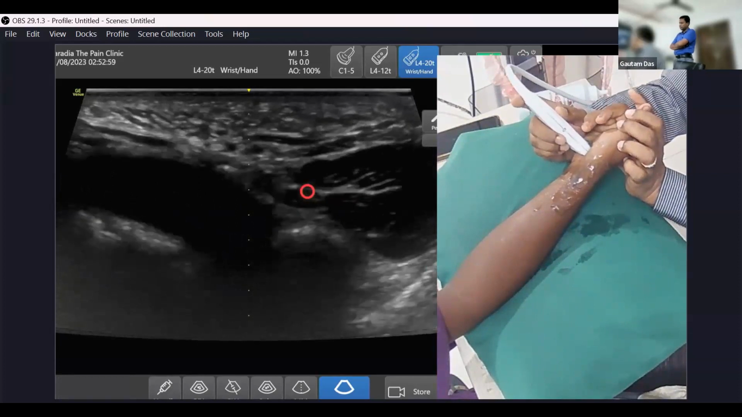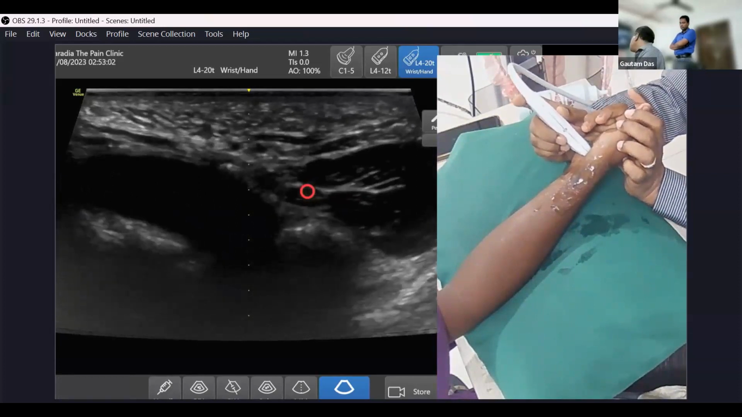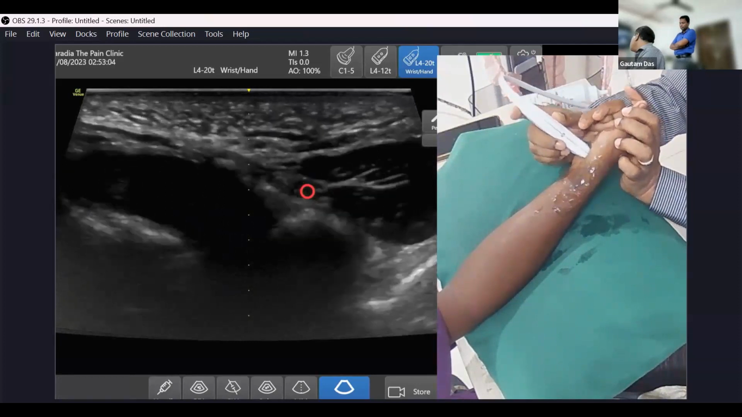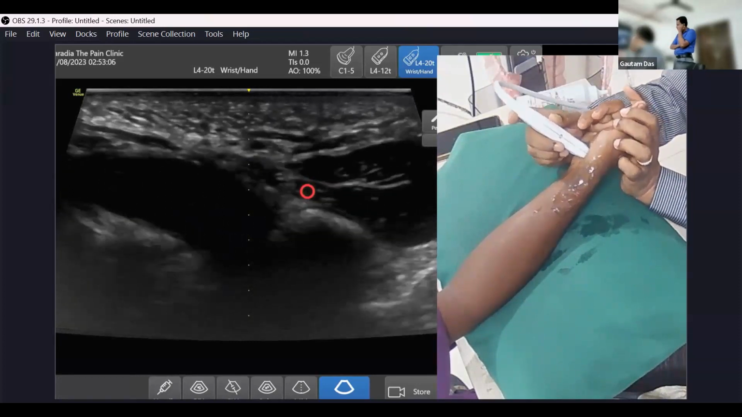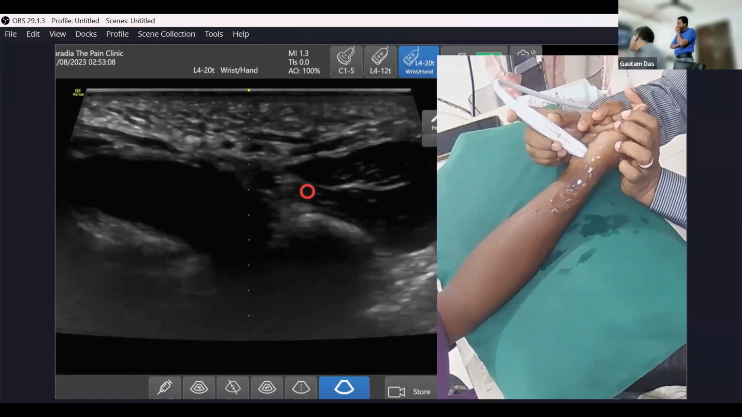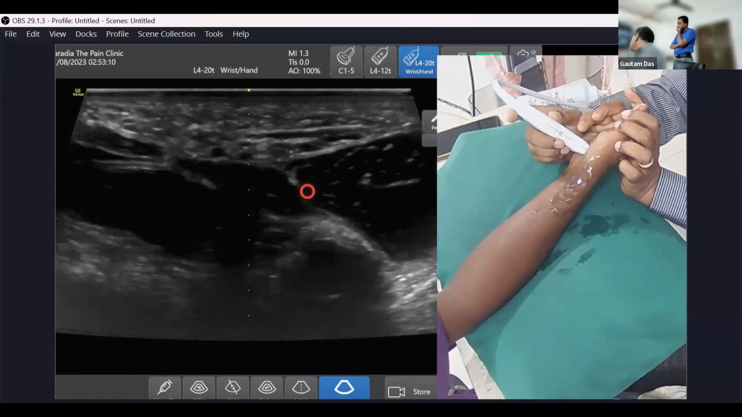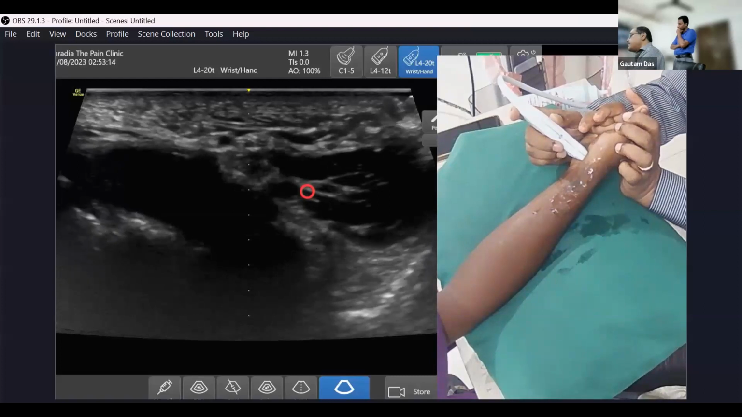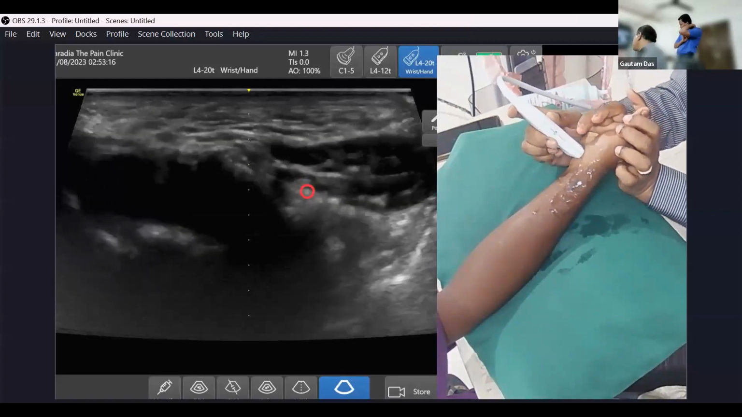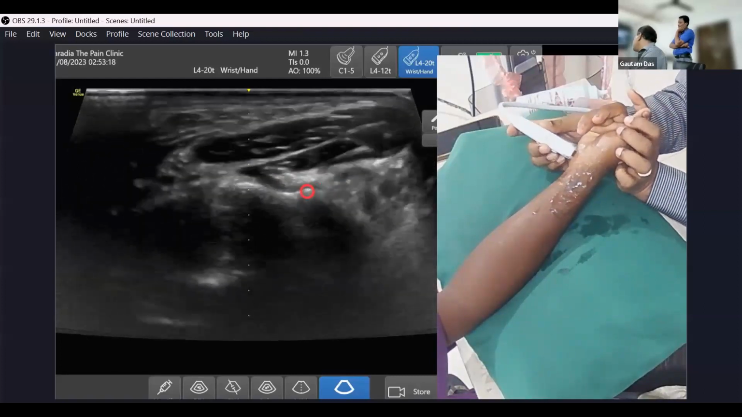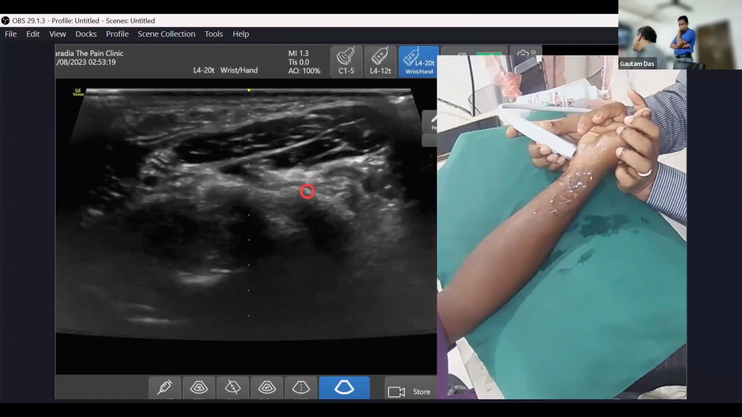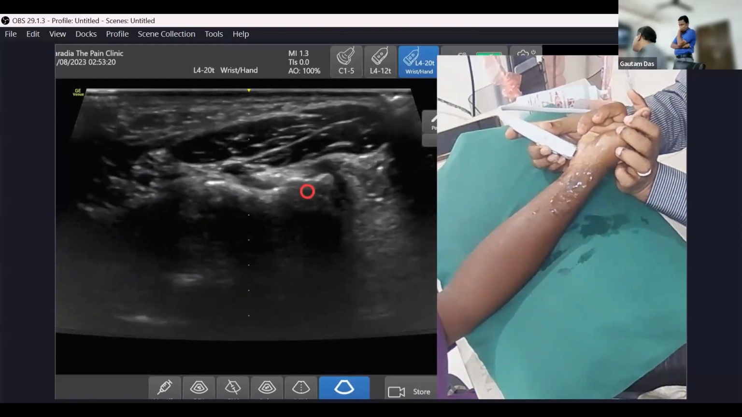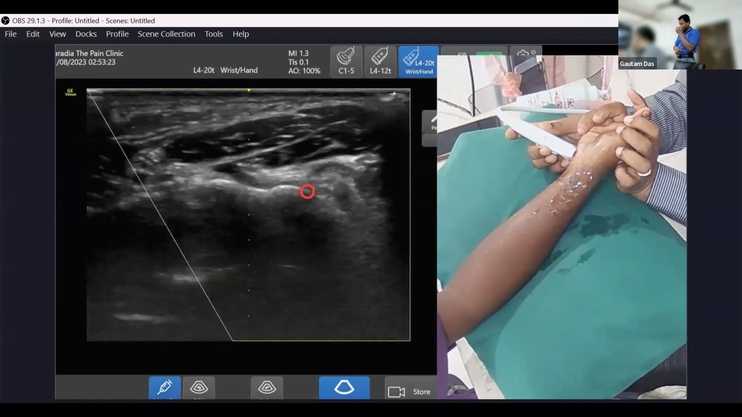Hook of the hamate has appeared. Hook of the hamate is a very bright, white hyperechoic area. I can compress the ulnar artery here, already divided into two. The nerve is getting divided into superficial and deep. So this was your hook of the hamate. Hook of the hamate. If I'm sliding the probe on this side, you can also see this is the base of the hamate.